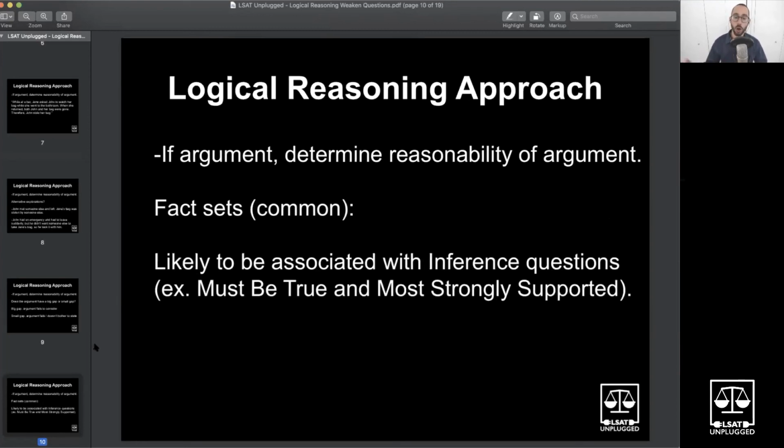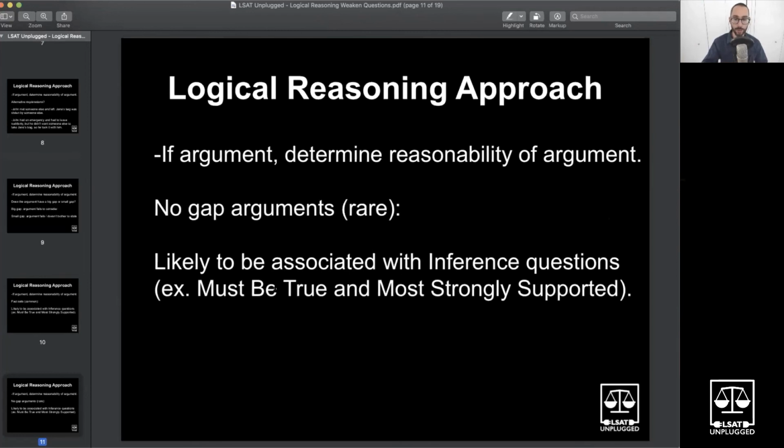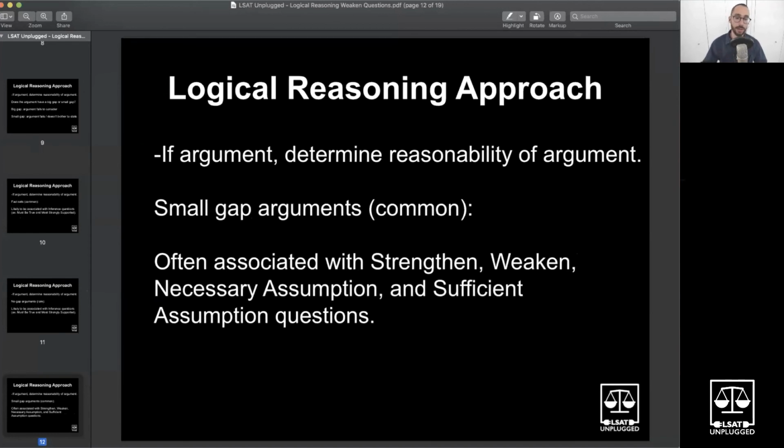So fact sets, again, associated typically with inference questions like must be true and most strongly supported. Technically, resolve the paradox would also be a fact set, but you could very easily manipulate it into being an argument. No gap arguments, once again, I can't really think of any examples, but just to be thorough, I'm including that as a technical possibility. Again, could be with inference questions. Small gap arguments, strengthen, weaken, necessary assumption, sufficient assumption, are generally where it's associated. So generally, I would think of small gap arguments as going in that direction or being associated with that particular question stem type initially, but then if you're weakening it, you could be expanding it.